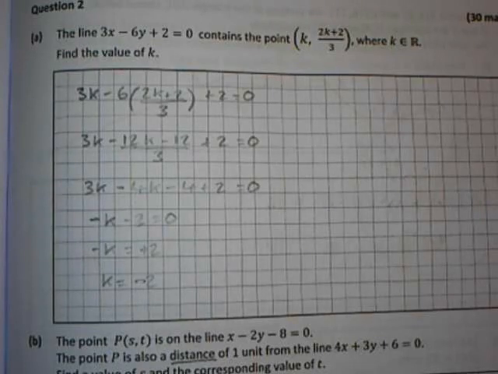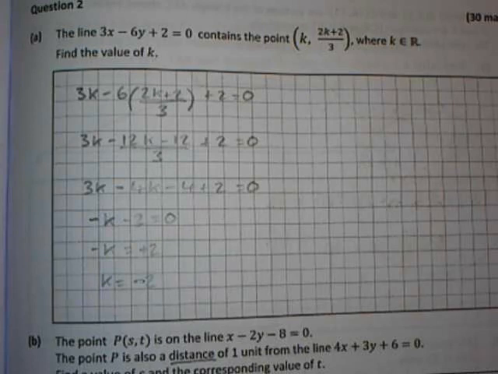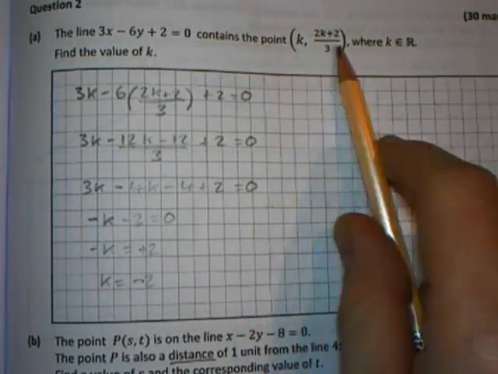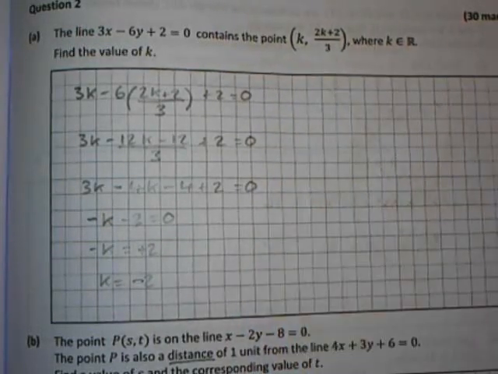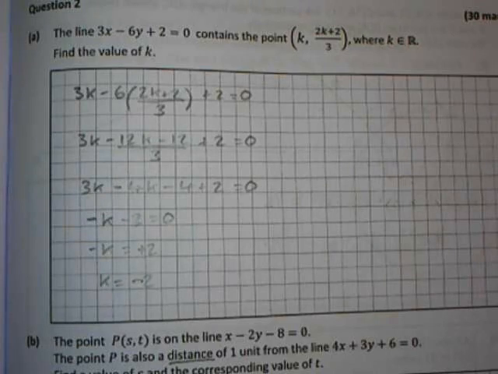Question 2. You had to do a lot more in this one to get the marks than you did in question 1. So still 30 marks, but you have to do a lot more maths to get it, I thought. They give you a coordinate, k and (2k + 2)/3. One of them is your x and one of them is your y. Just substitute them in, and then we're going to find the value of k, so it's just a lot of rearranging from there.